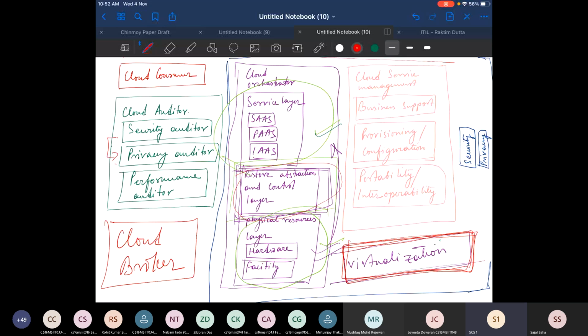If everybody is taking services from the physical resources in a shared manner, then one person's resources should not be visible to the other persons. Their privacy should be maintained. Now my question is, which technology, which technique or which tool is taking care of this resource abstraction and control layer?